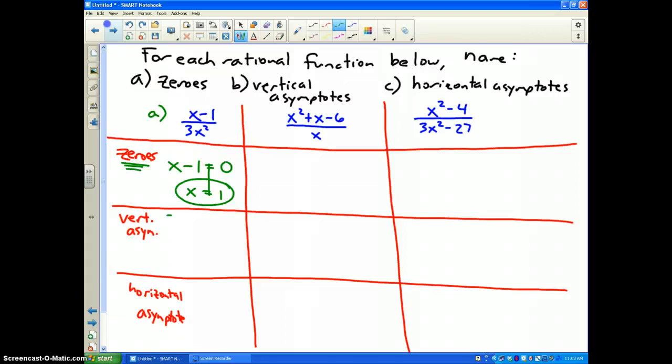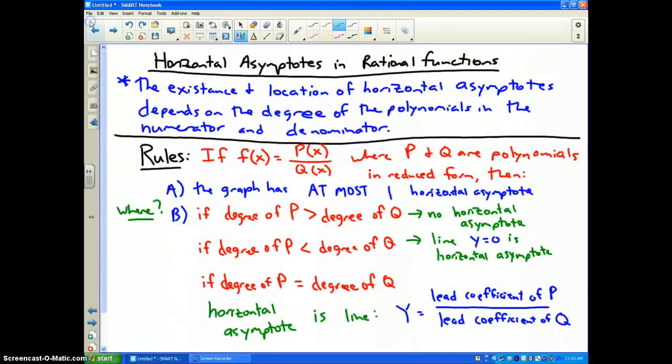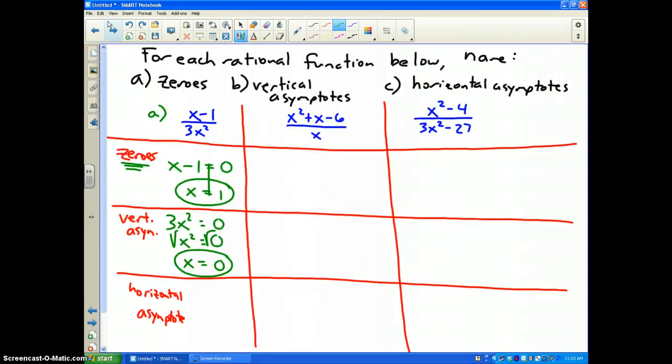The vertical asymptote is where the denominator is equal to 0. Well, if I solve that and divide by 3, 0 divided by 3 is 0, and then if I take the square root of both sides, I get x equals 0. That is where the vertical asymptote would be. Now, let's go back a slide to our notes on horizontal asymptotes. Horizontal asymptotes depend on the degree of the 2 polynomials. So what I need to do is list the degree of P and list the degree of Q.